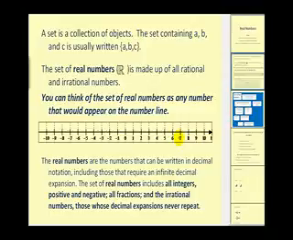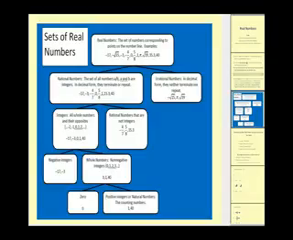So the real numbers are the numbers that can be written in decimal notation, including those that require an infinite decimal expansion. The set of real numbers includes all integers, positive and negative, all fractions, and all the irrational numbers, those whose decimal expansions never repeat. This tree of real numbers gives you a pretty good idea of the different types of real numbers. So again, real numbers are the set of numbers corresponding to any point on the number line.